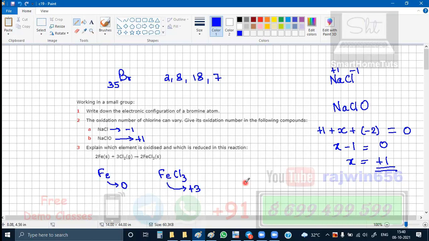Is this gain of electrons or loss of electrons? It is loss of electrons. It is 0 becoming positively charged. It means electrons are lost. It is losing negative charge. So OIL RIG, if you are going to apply, oxidation is loss of electrons. So Fe is oxidized to FeCl3, or Fe is oxidized to Fe3+. And chlorine obviously will be the other way around. It is going to be reduced.